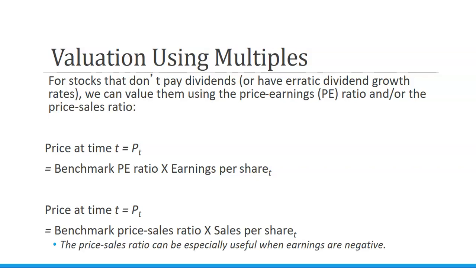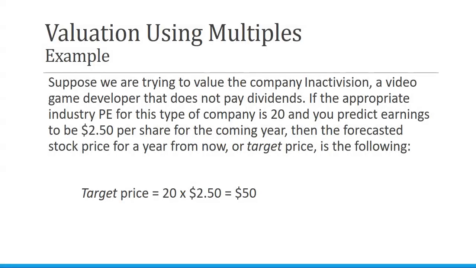So let's look at an example using the multiples for our valuation. So suppose we are trying to value the company Activision. This is a video game developer that does not pay dividends. If the appropriate industry PE for this type of company is 20, so that's the price earnings ratio, and we predict earnings to be $2.50 per share for the coming year, then the forecasted stock price for a year from now, our target price, is $50. So the PE ratio of 20 times the earnings per share of $2.50.